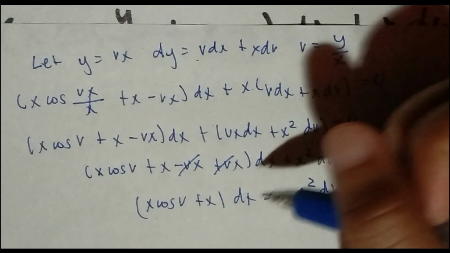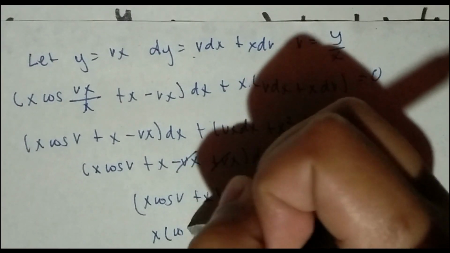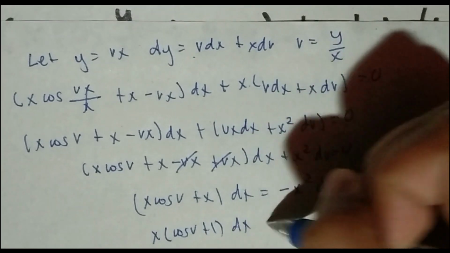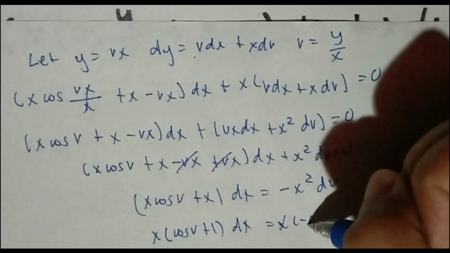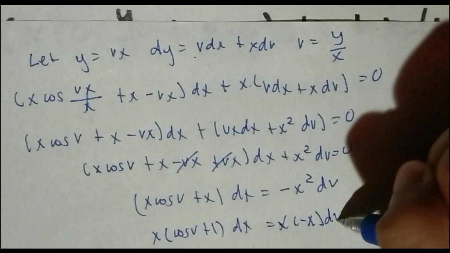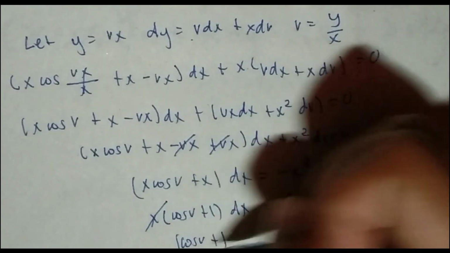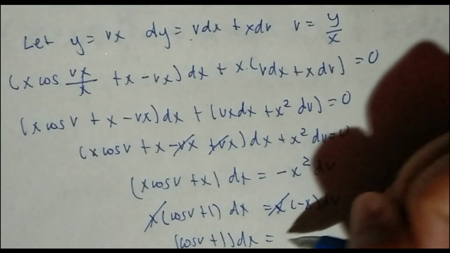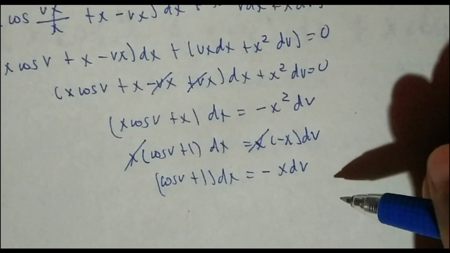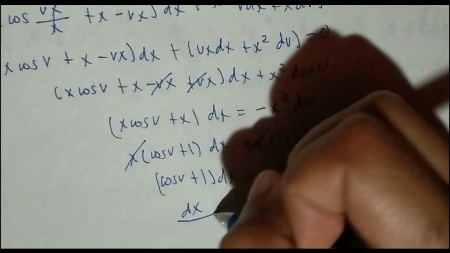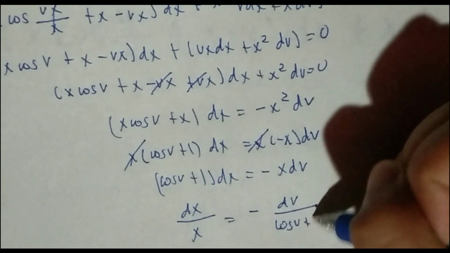So we can factor out x, so this will be x (cos v + 1) dx = negative x squared dv. Of course, this x can be cancelled out. We are left with (cos v + 1) dx = negative x dv. So now we will do separables. So we will have dx over x = negative dv over (cos v + 1).